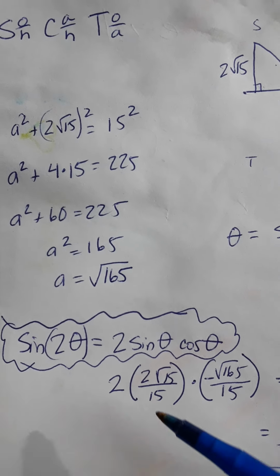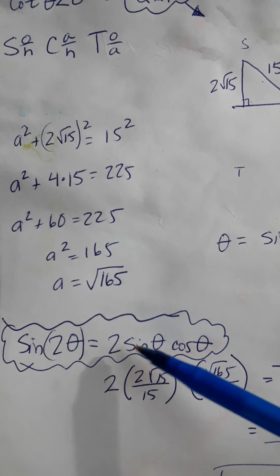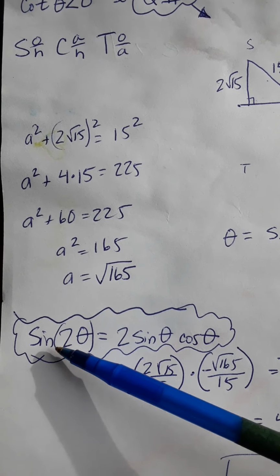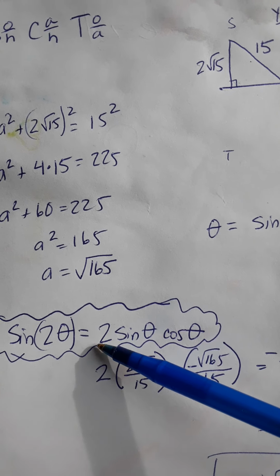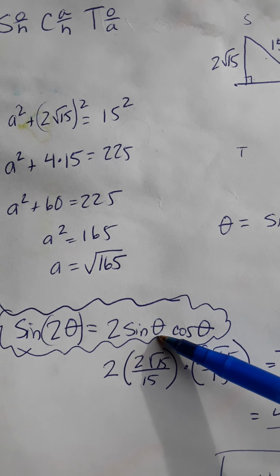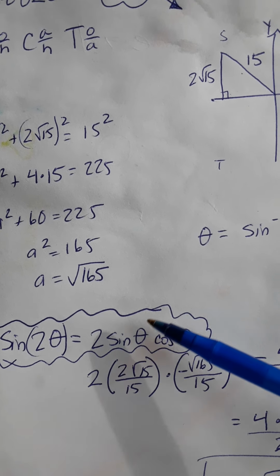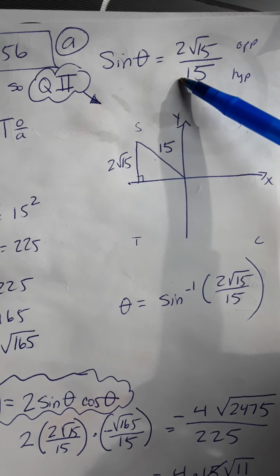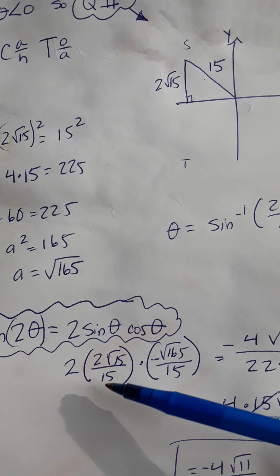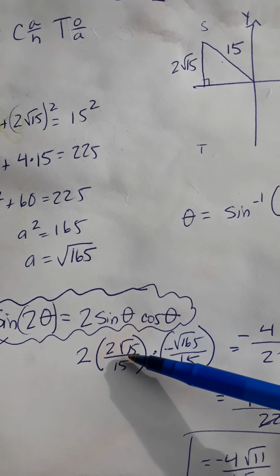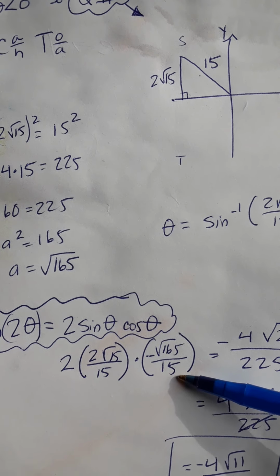I don't have my math book with me, so I just Googled the formula. I know there's a formula for sine of 2 theta, and I got sine of 2 theta is 2 sine theta times cosine theta. But I already know sine theta is 2 root 15 over 15, so all I had to do was plug that in, but I needed cosine theta.